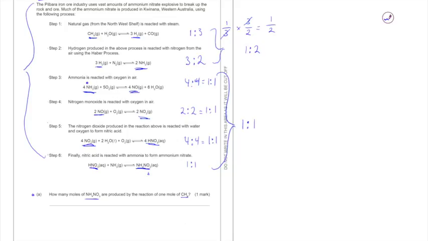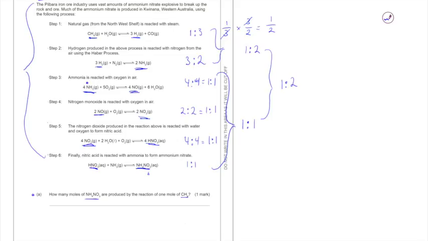So in total, if we now wish to multiply these two together, what we're going to yield overall is a 1 to 2 ratio. And the reason why is because this 1-to-1 ratio has no effect on the moles produced. But this initial one, 1 to 2, does. It doubles the amount of moles produced. So that means for every 1 mole of CH4 gas, we'll get overall 2 moles of NH3. And for these 2 moles of NH3, we'll get 2 moles of NH4NO3.